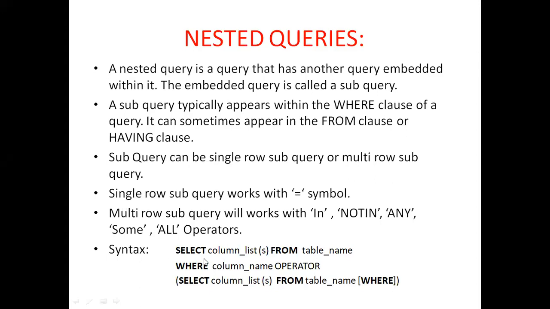You can see on your screen: select a column list, that means the column names you can give there, from which table you're supposed to take, and some where condition and an operator mentioned here. On that operator, you are going to use either the equals symbol or one of these operators: in, not in, any, some, all. How they function, we'll see one by one.